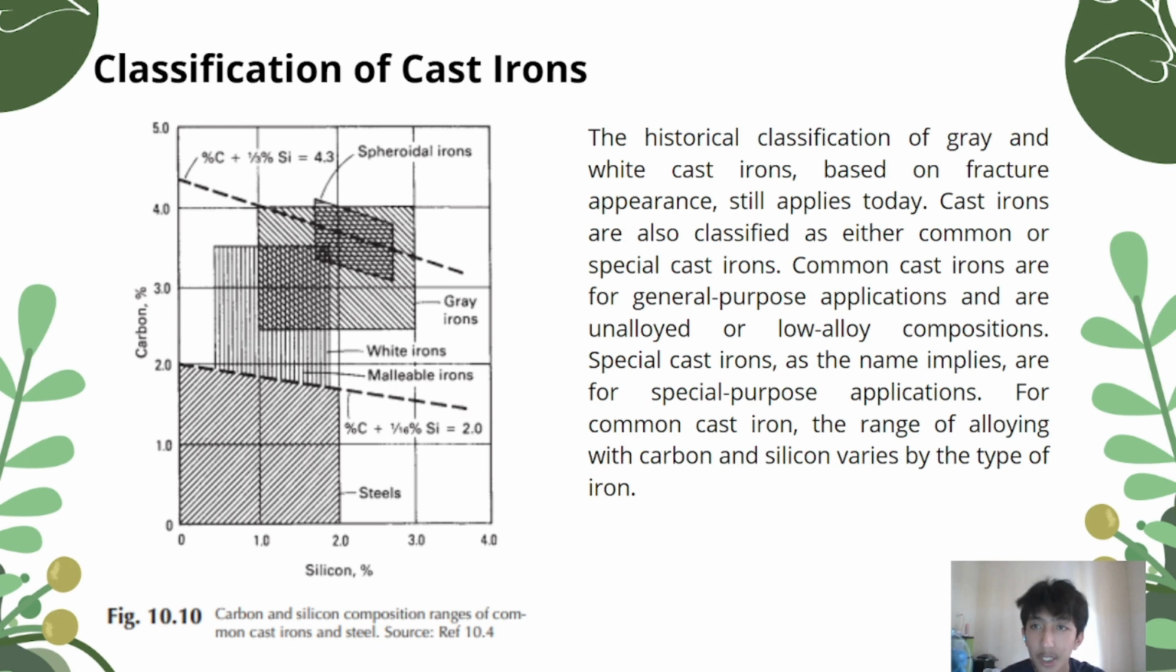The historical classification of gray and white cast iron by fracture appearance still exists today. Cast irons are also classified as either common or special cast irons. Common cast irons are for general purpose applications and are unalloyed or low alloy compositions. Special cast irons are for special applications. For common cast iron, the range of alloying with carbon and silicon varies by the type of iron. Okay, this picture shows the carbon and silicon composition ranges of common cast iron and steel.